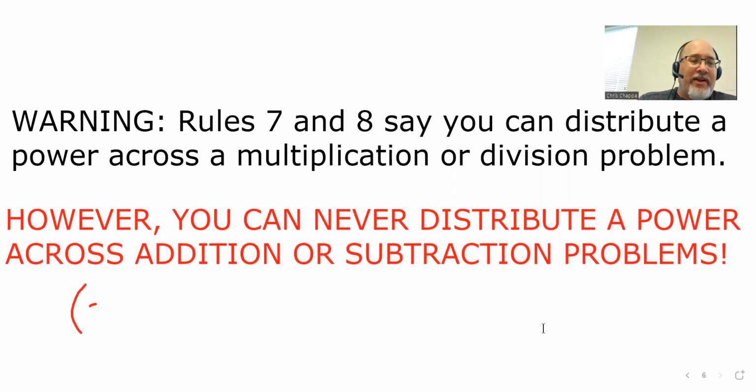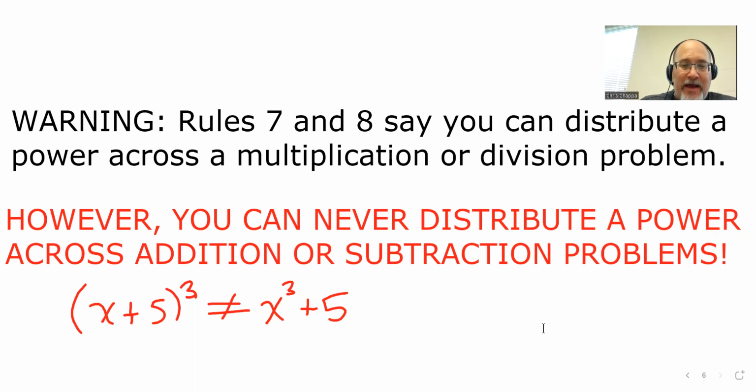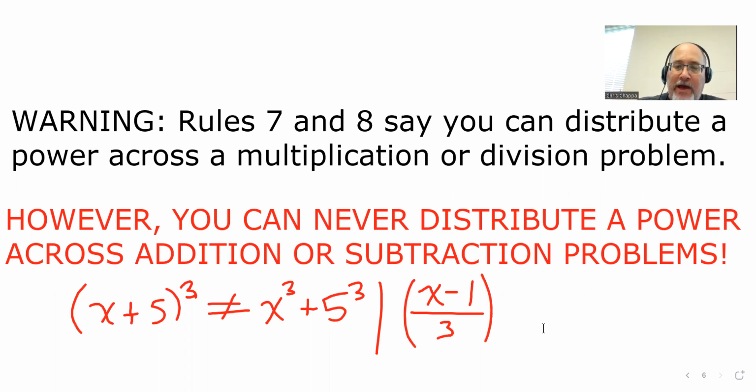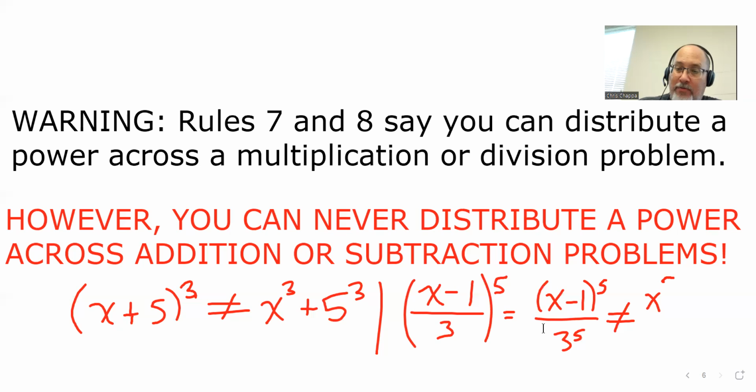But in other words, if you have something like x plus 5 to the third power, you cannot distribute the power. It is bad, bad, bad, bad, bad. So if you had something like, let's say, x minus 1 over 3 to the 5th power, what you could do is distribute it to both halves of the division problem, so to the top and to the bottom. What you could not do is distribute across the subtraction problem.